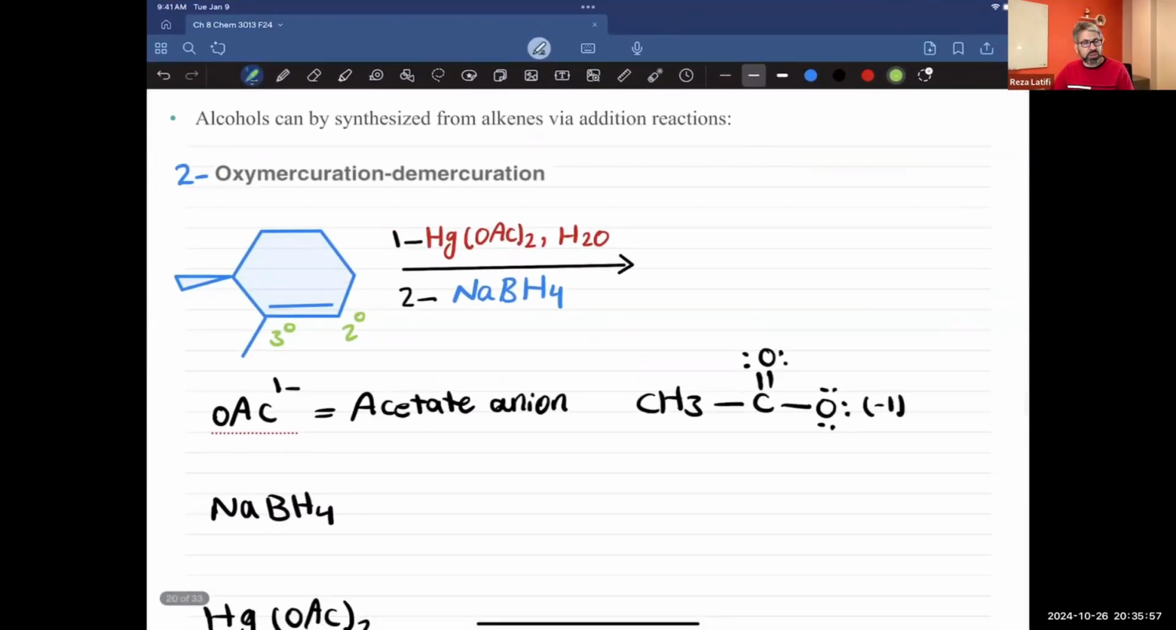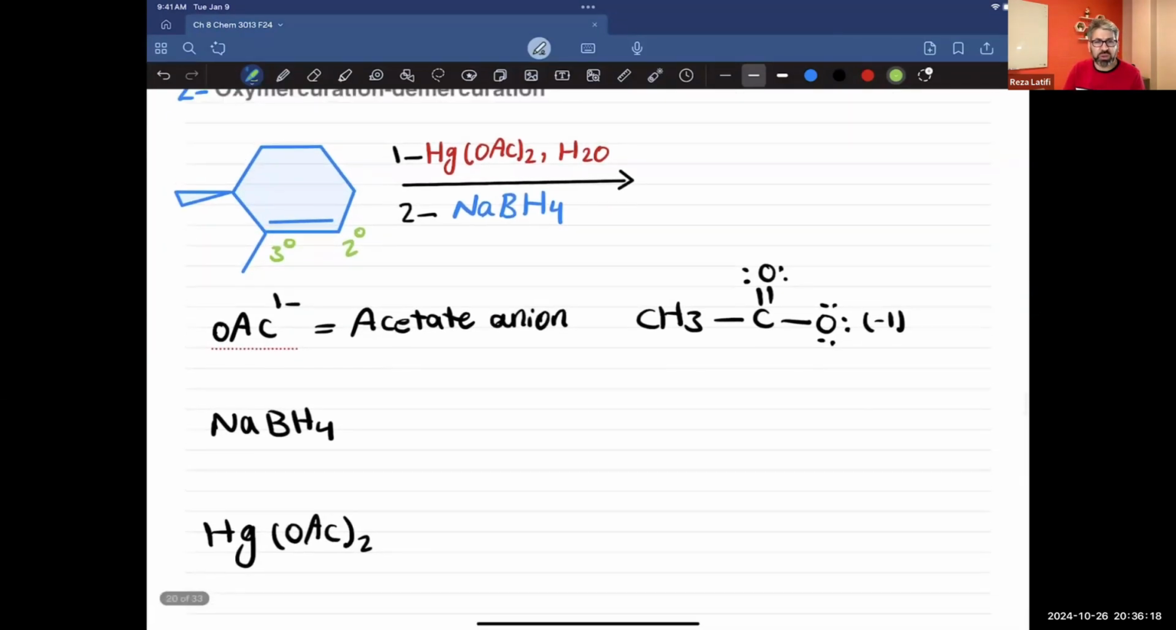Another method is the oxymercuration, demercuration method that can take a double bond and, technically, add H and OH to it. Let's go after the reagents first, and then I will go into detail on that mechanism.